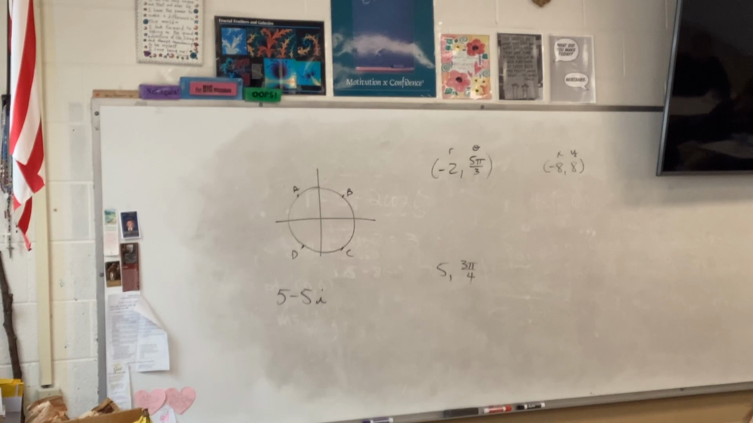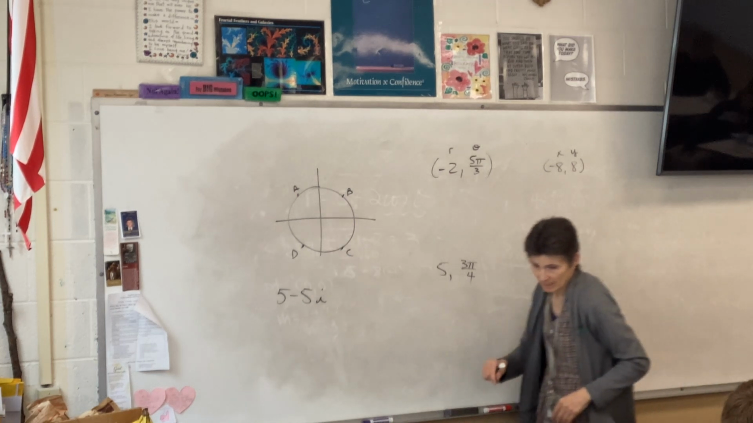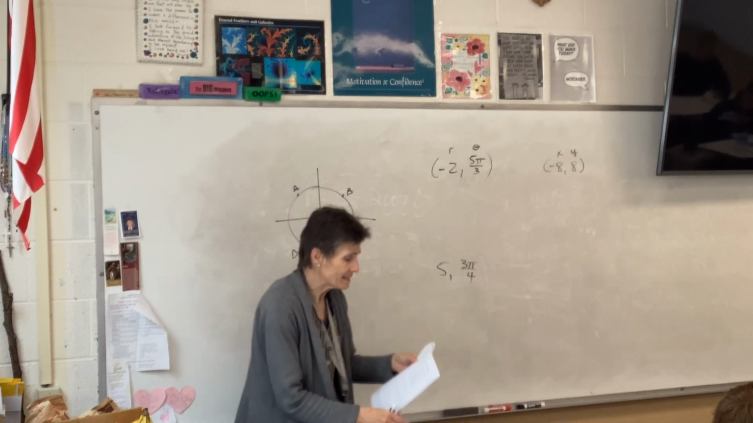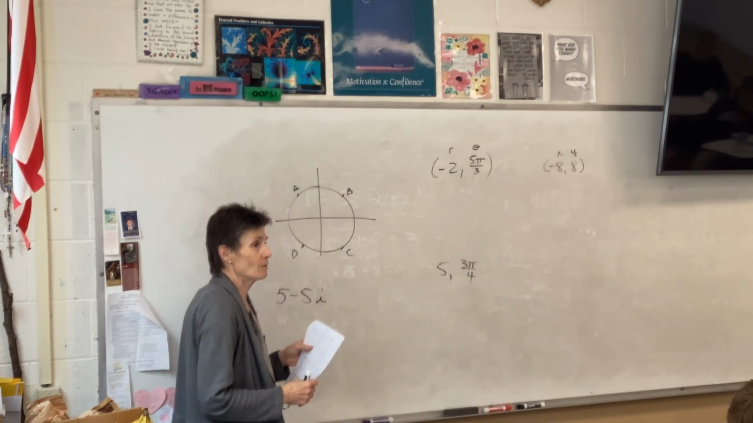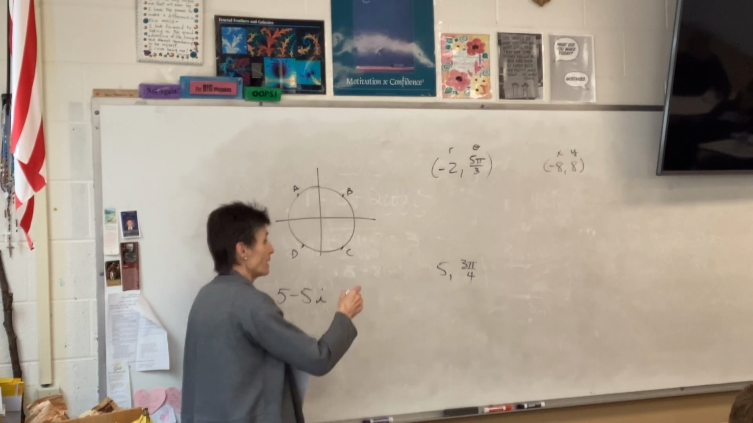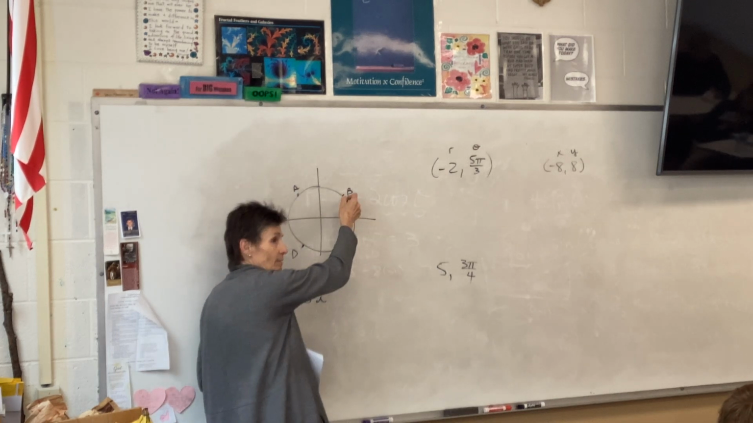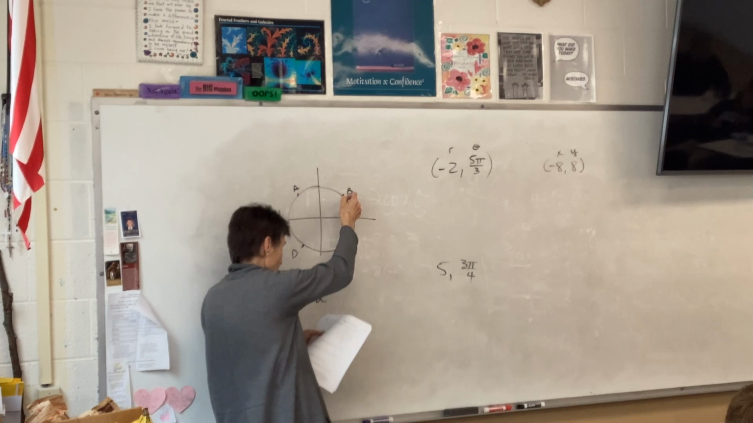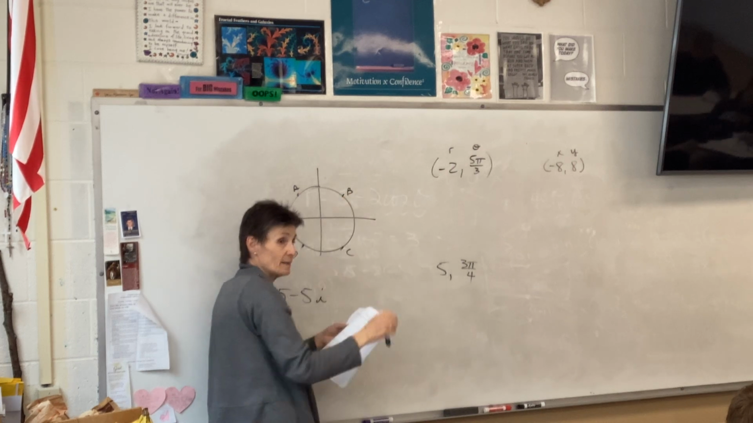That first one should be point D, 4 pi over 3. All right, what about the next one? Where is negative 5 pi over 3? The angle, negative 5 pi over 3. Wouldn't that be all the way around here? So the second one is point B.